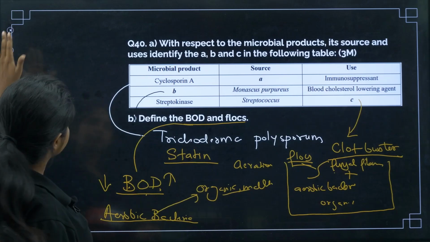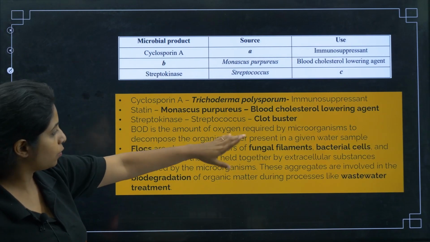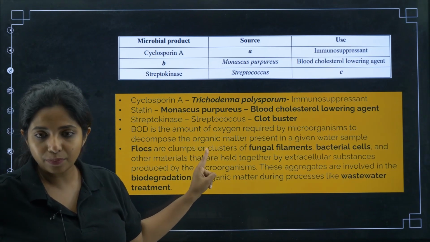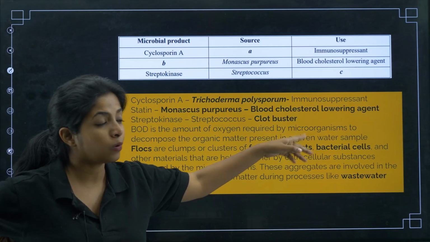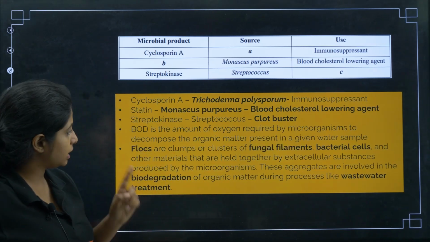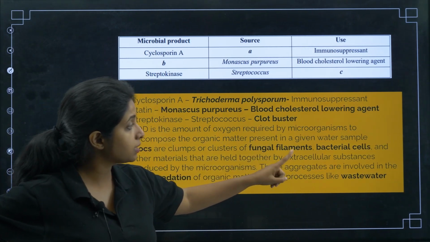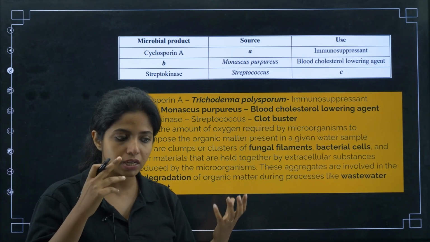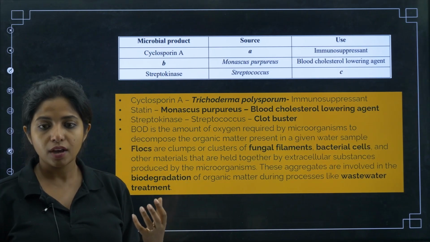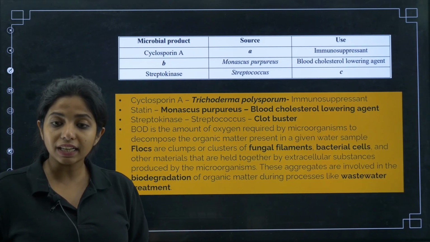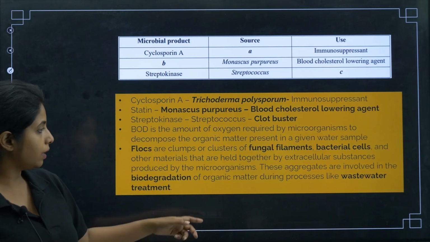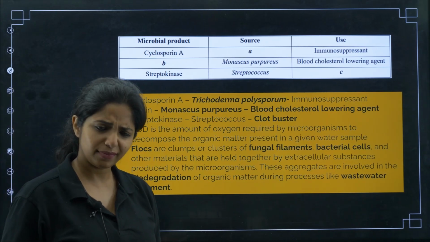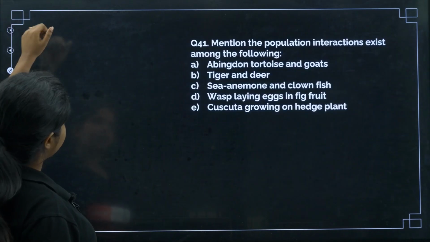Okay. Now, over here, cyclosporin A, statin, I told you everything. BOD is the amount of oxygen required by microorganisms to decompose the organic matter present in the given water sample, in 1 liter water sample, something like that. Okay. So, please write that. Now, Flocks are clumps or clusters of fungal filaments as well as bacterial cells and other materials that are held together by extracellular substances. Extracellular as in outside the cell. Okay. Extracellular substances produced by the microorganisms. Now, these aggregates are involved in biodegradation of organic matter during processes like wastewater treatment. Okay, I already explained to you. This is the answer.